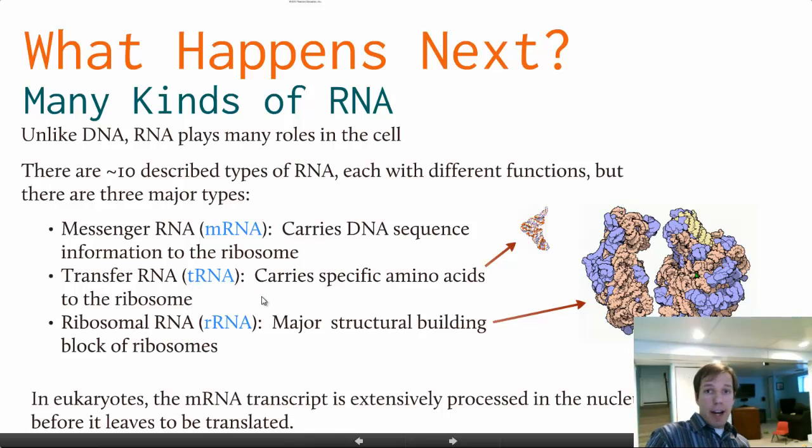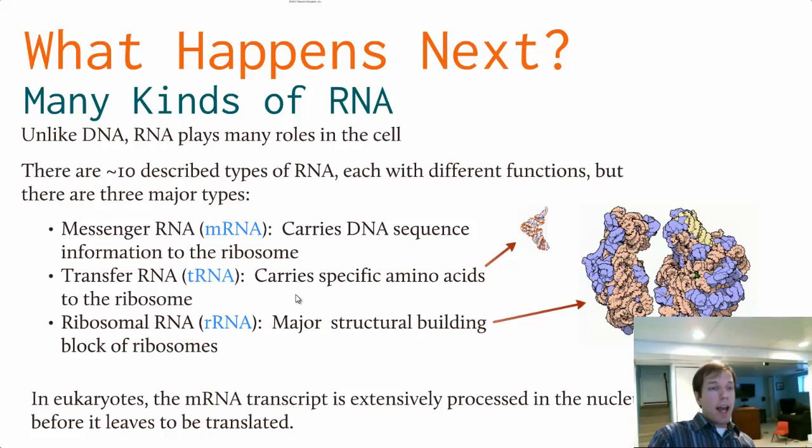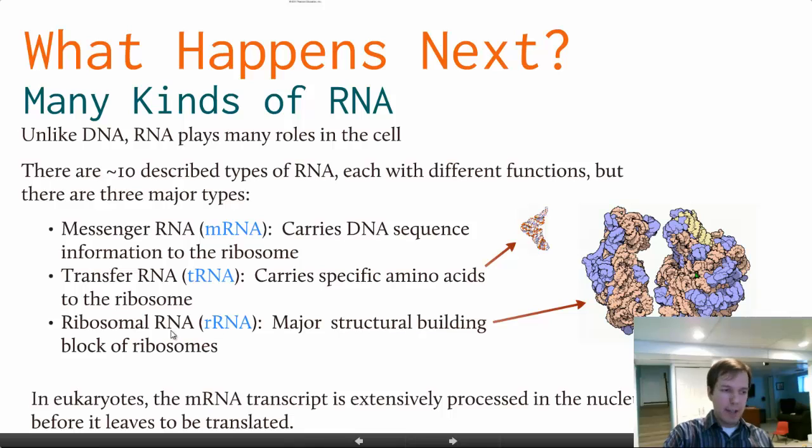The transfer RNA, or tRNA, is going to bring amino acids to the mRNA at the ribosome, and those amino acids will be used to make the protein. Ribosomal RNA, rRNA, is the type of RNA that physically makes up the structure of the ribosome. So the ribosome itself is made up of a type of RNA.